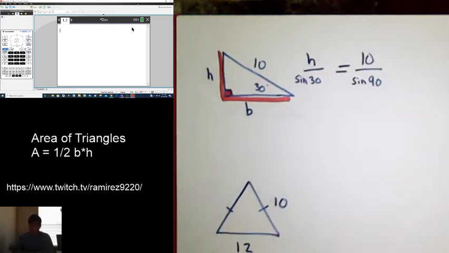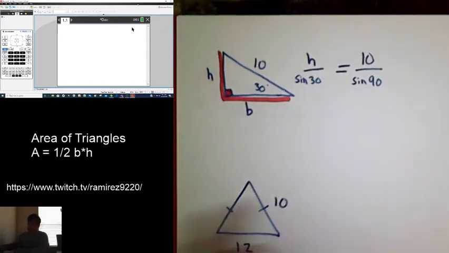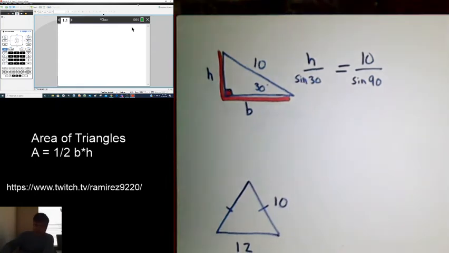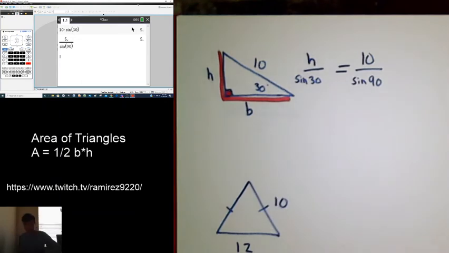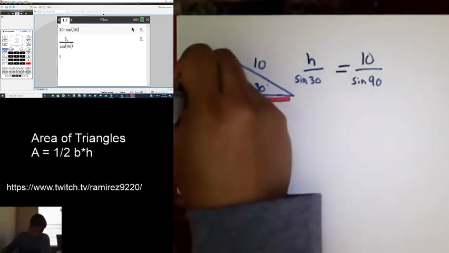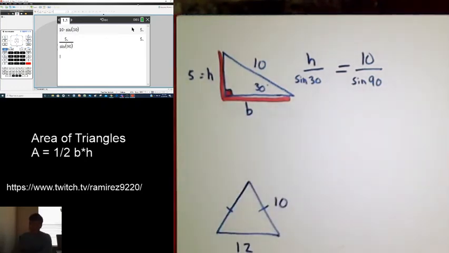Cross multiply. So it's going to be 10 times the sine of 30. And then whatever I get, I need to divide it by the sine of 90. And again, sine of 90 is just 1. That's why the answer is still 5. So I found out that my height is 5. Now I just need to find my base.